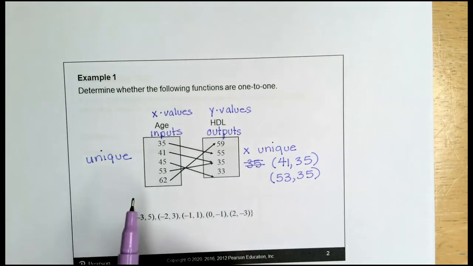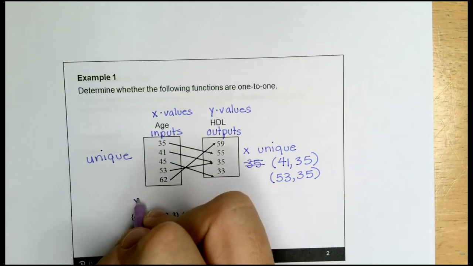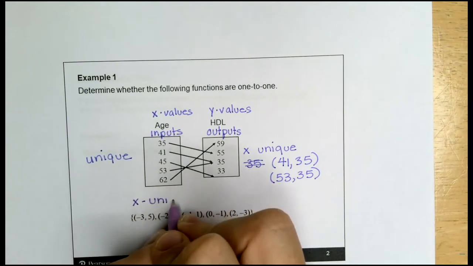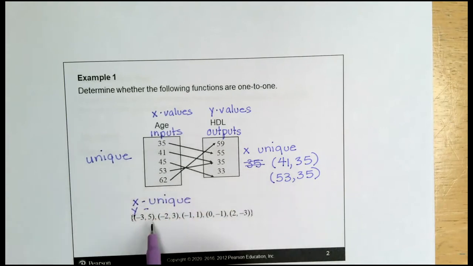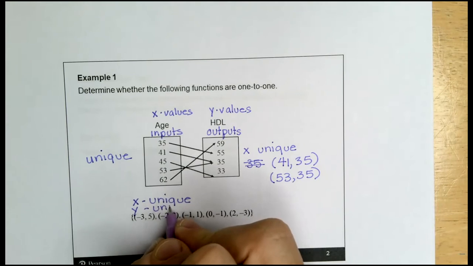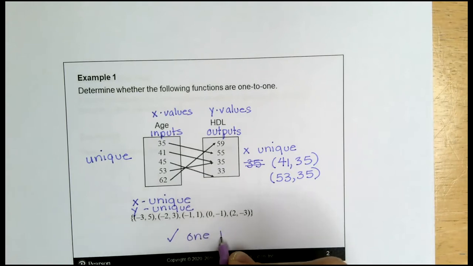In this set of ordered pairs, we have -3, -2, -1, 0, 2. So nothing is repeating. So the X's are unique. For Y, we have 5, 3, 1, -1, -3. These are also unique. So this would be a one-to-one function.